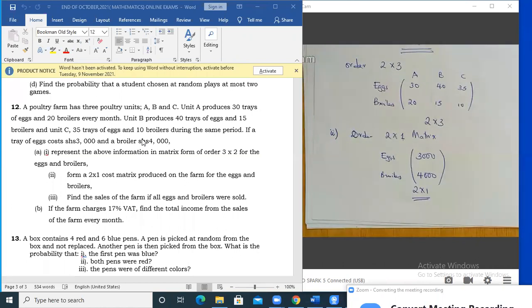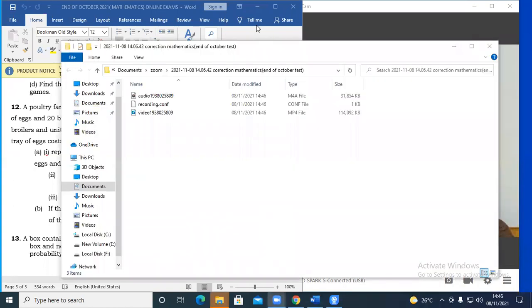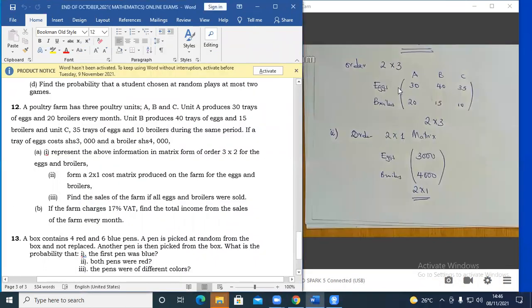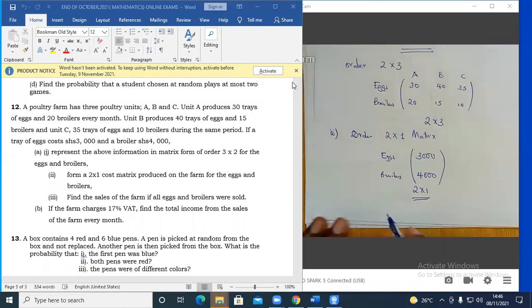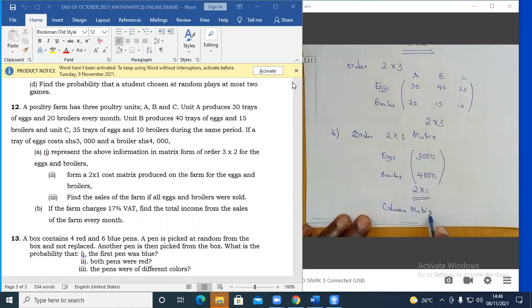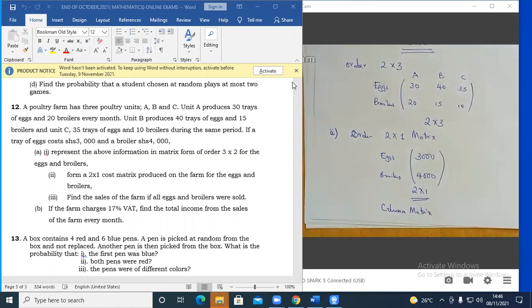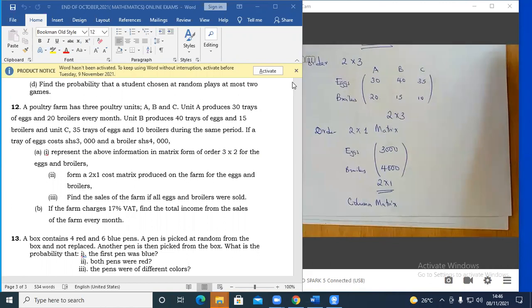What is the name of this matrix? There's a special name given to this matrix. Who can remind us? We have only one column. What's the name of that matrix? It's called a column matrix. But I can also change this one.